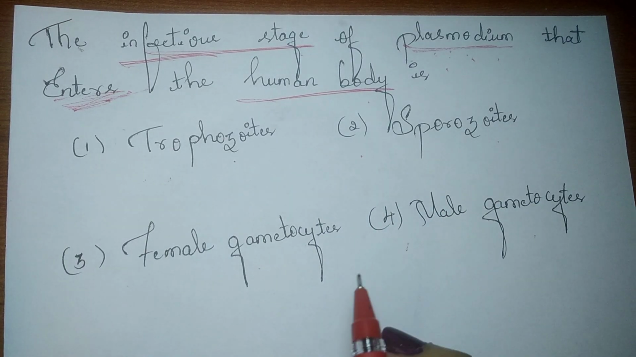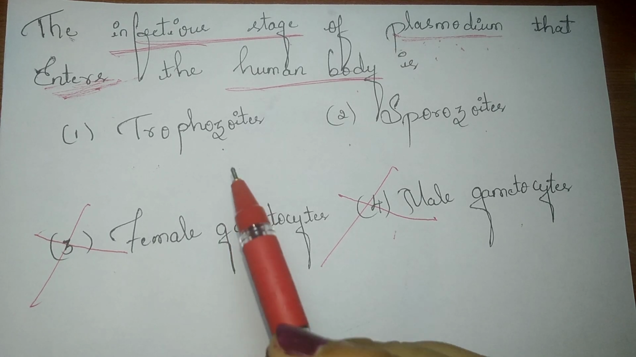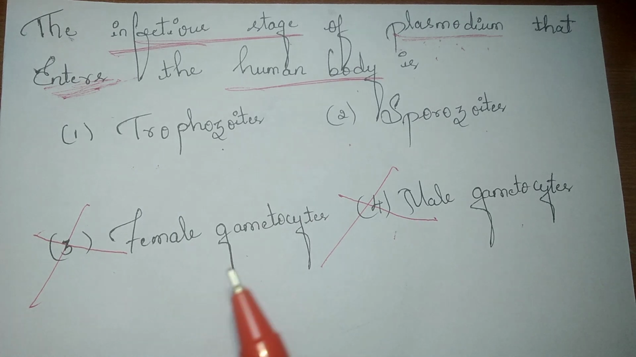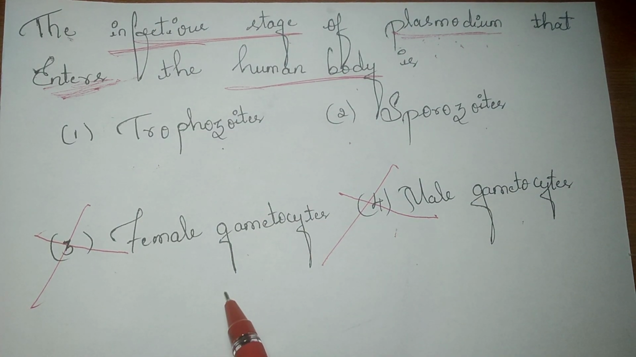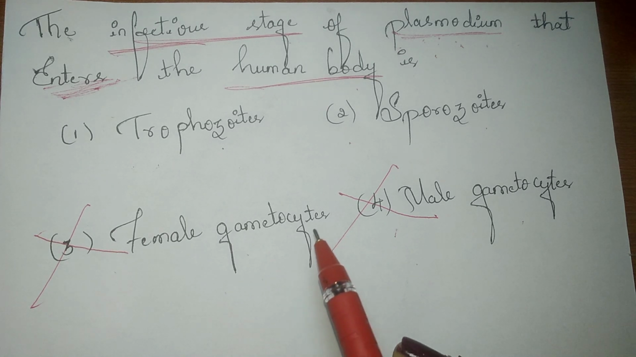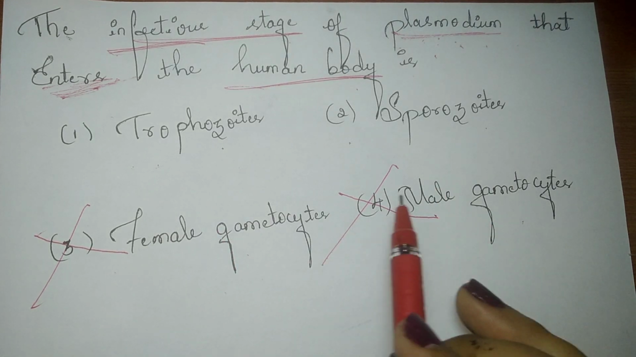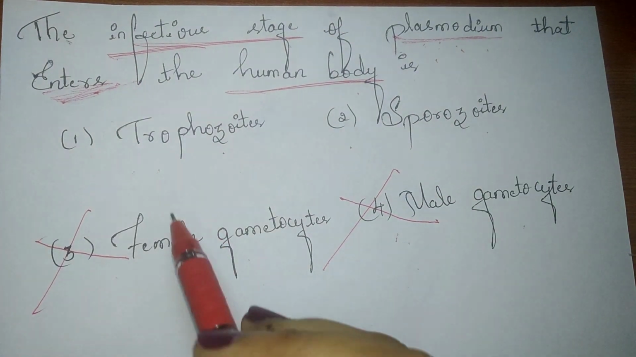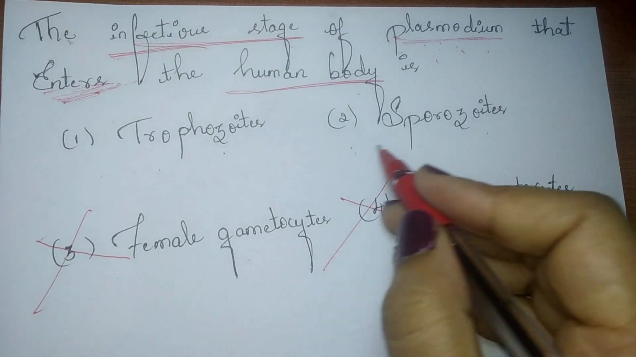By seeing these 4 options, we can easily cancel option 3 and option 4, because we know that males and females produce the gametes. Male gametocytes are called spermatocytes and female gametocytes are called oocytes. These are not the infectious stage. So we have to strike these out, and these 2 are not our options. Remaining are option 1 and option 2. So let us go for option 2.